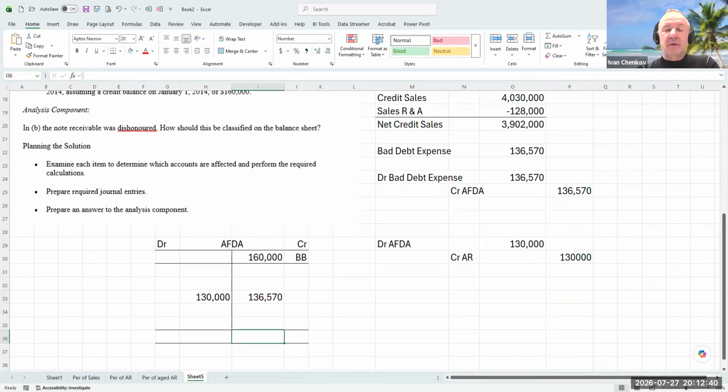And that's going to give us the ending balance, going to be 160 plus 136,570 minus 130, and our balance is going to be $166,570. And that's how we're solving this type of questions.